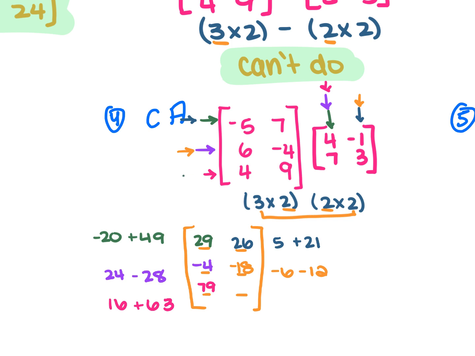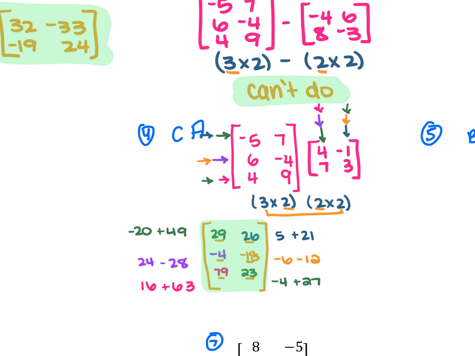And lastly, bottom row, second column. 4 times -1 is -4. 9 times 3 is 27. 27 minus 4 is 23. So the matrix of 29, 26, -4, -18, 79, 23 is our answer.